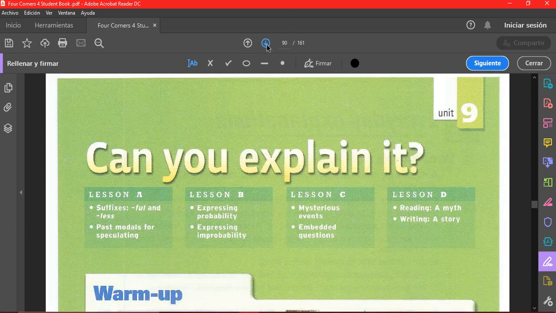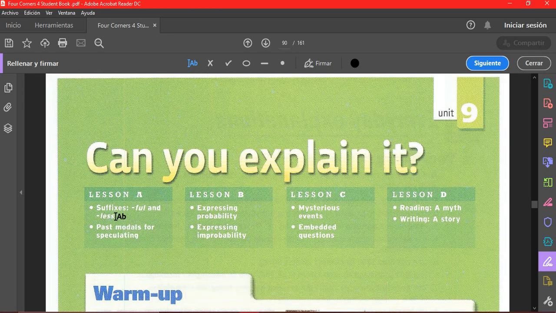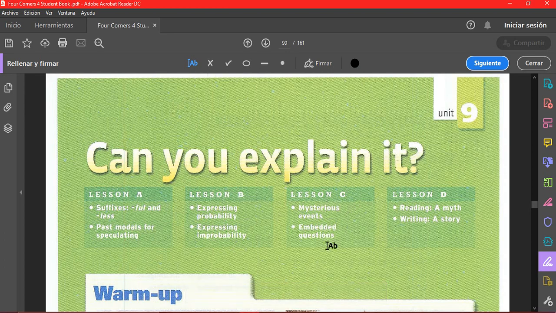And for the next class, we're going to start unit 9. What is unit 9? Can you explain it? The lessons are suffixes, -ful and -less, the past modal for speculations, expressing probability or expressing improbability. This is lesson B. Lesson C, mysterious events, embedded questions, and we have a reading called a myth, writing a story.